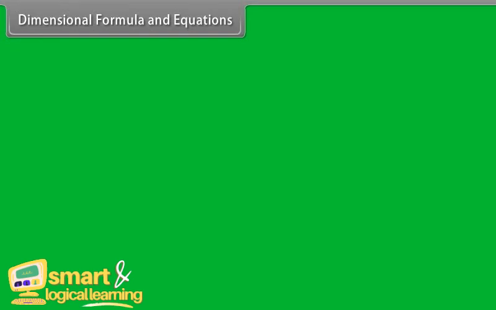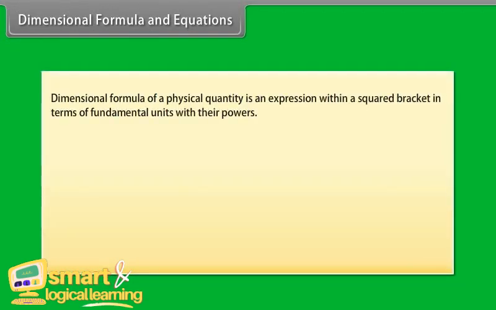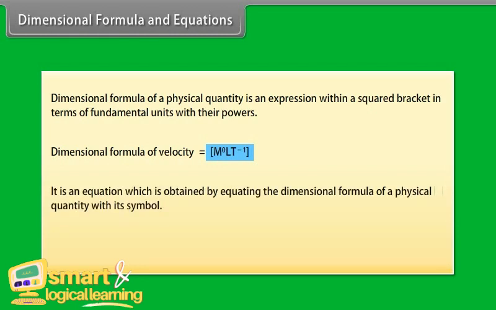Dimensional formula and equations. Dimensional formula of a physical quantity is an expression within a squared bracket in terms of fundamental units with their powers. Let us take an example. Dimensional formula of velocity is equal to under brackets M to the power 0 L T to the power minus 1. It is an equation which is obtained by equating the dimensional formula of a physical quantity with its symbol. Let us take an example. Dimensional equation of velocity is V is equal to under brackets M to the power 0 L T to the power minus 1.